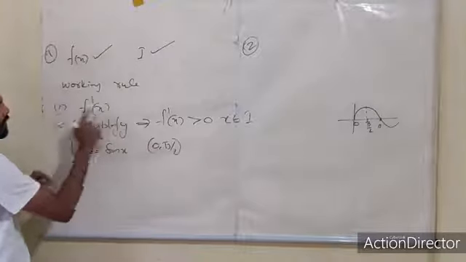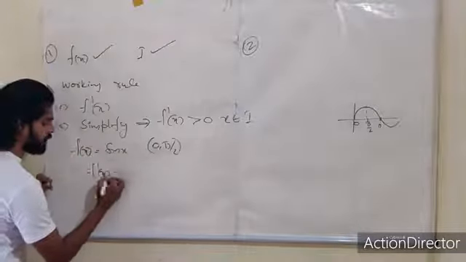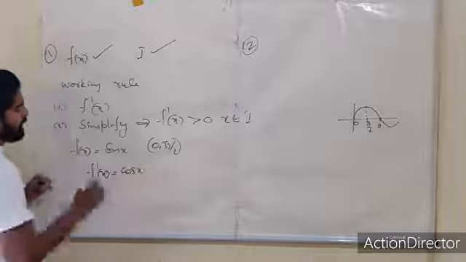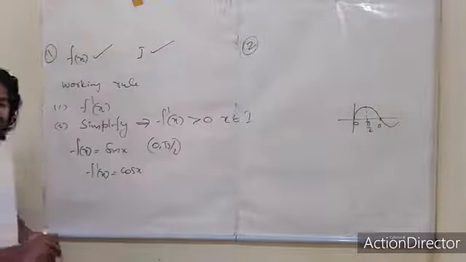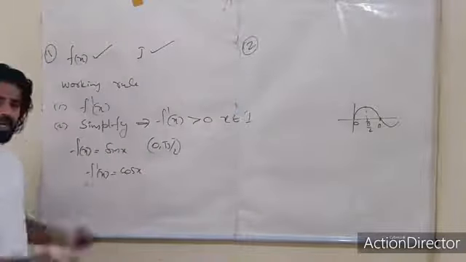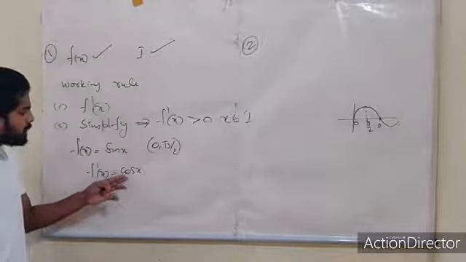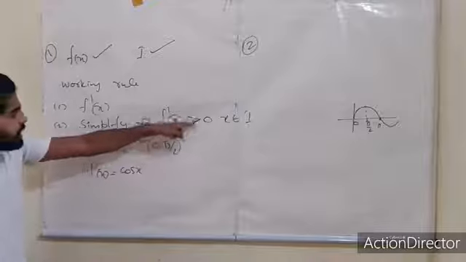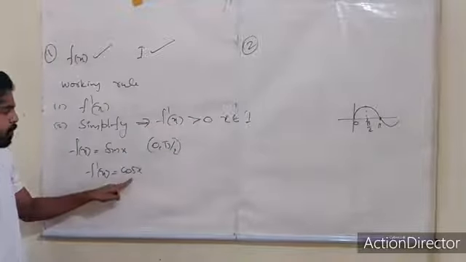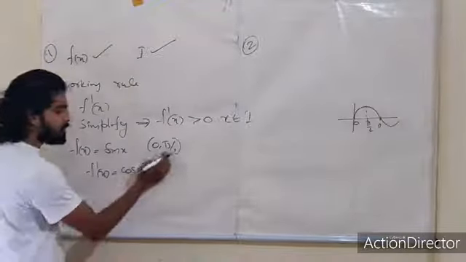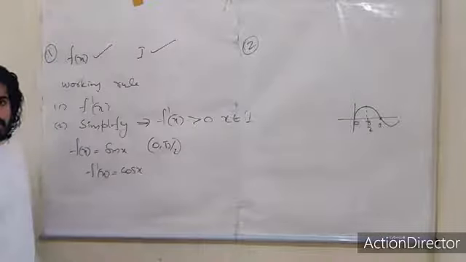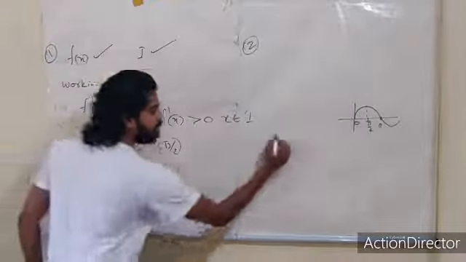So first step is to differentiate. Let us differentiate: f dash x equal to cos x. Next step is to simplify. But here there is nothing to simplify, it is just cos x, already simplified. So we just have to prove that this f dash x should be greater than 0. That means cos x should be greater than 0. And what is the value of cos x in the open interval (0, pi by 2)? (0, pi by 2) means the first quadrant.